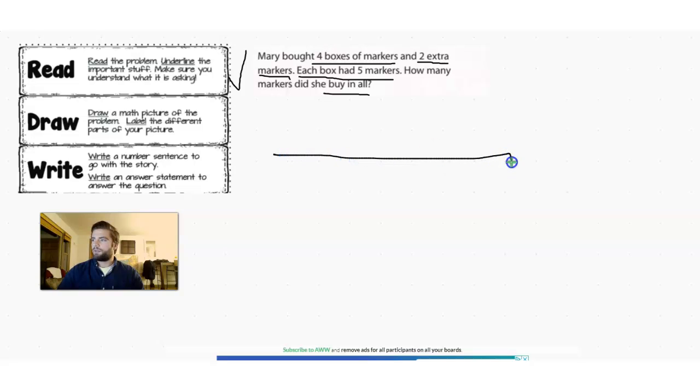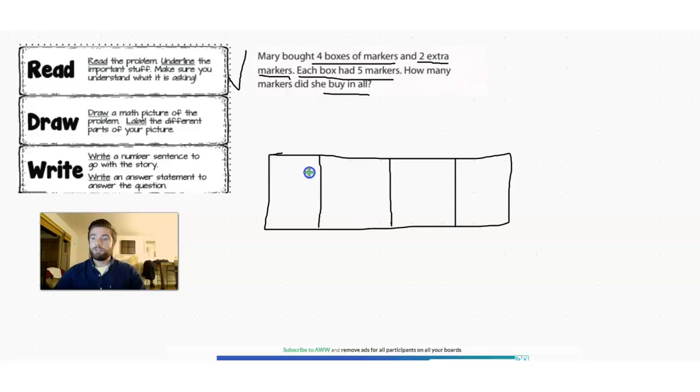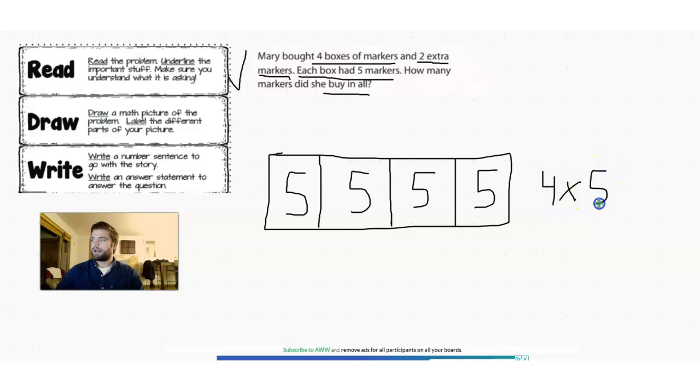So we draw something that looks like this. A little rectangle. And then we're going to divide it into 4 pieces to represent the 4 boxes of markers that she bought. And each box had 5 markers in it. So 5, another box has 5, another box has 5, and another box has 5. So basically we have 4 times 5, or 5 plus 5 plus 5 plus 5.